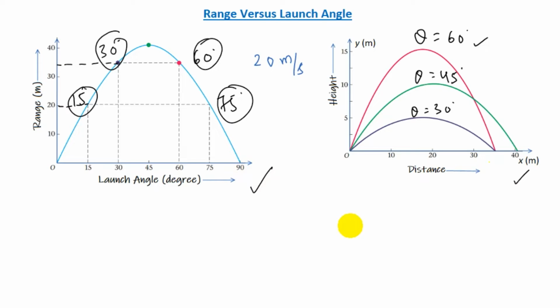But what will be the difference? The maximum height attained by the projectile will be different, that you can understand from this graph. Like when the projectile was launched at 30 degrees, the maximum height achieved is this, but when the launching angle changes to 60 degrees, the maximum height this time is this, but the range is the same in both cases.